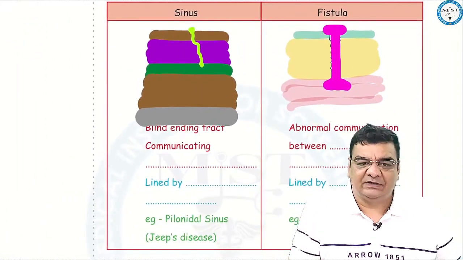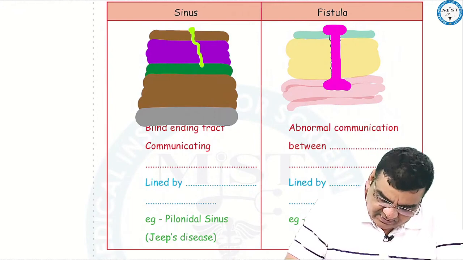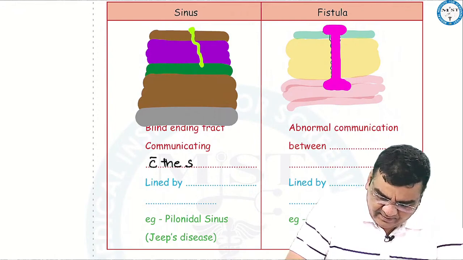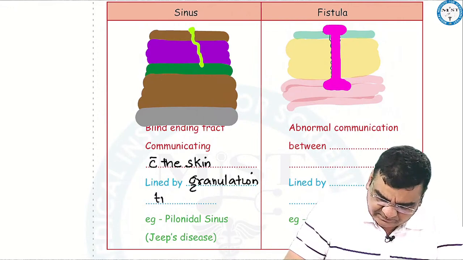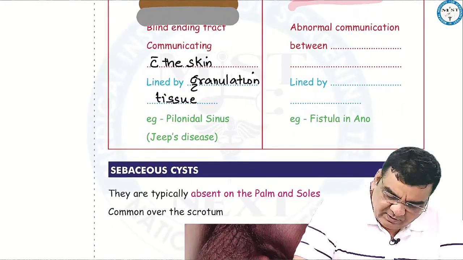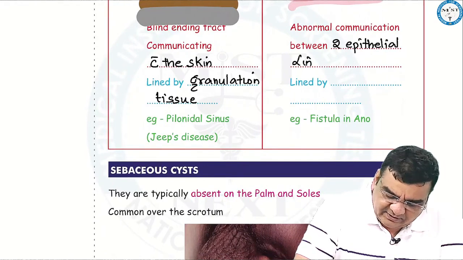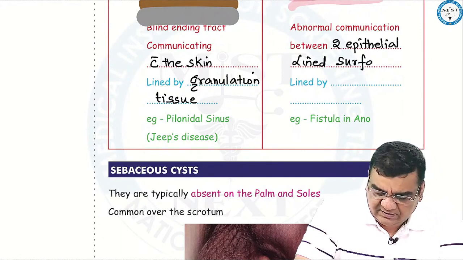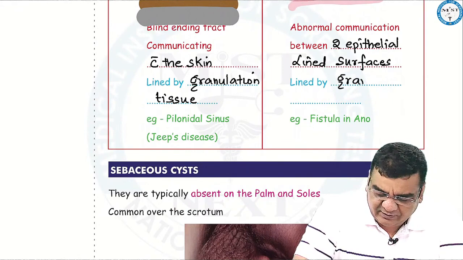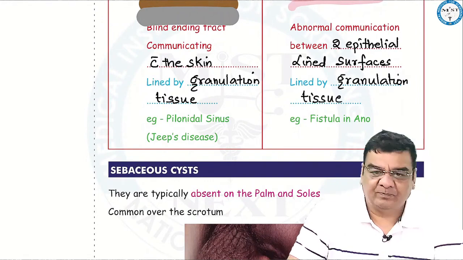So if we try to compare the sinus and fistula, sinus is a blind ending tract which is communicating with the skin, and this is lined by granulation tissue. While fistula is an abnormal communication between two epithelial lined surfaces. And this fistula itself is lined by granulation tissue.